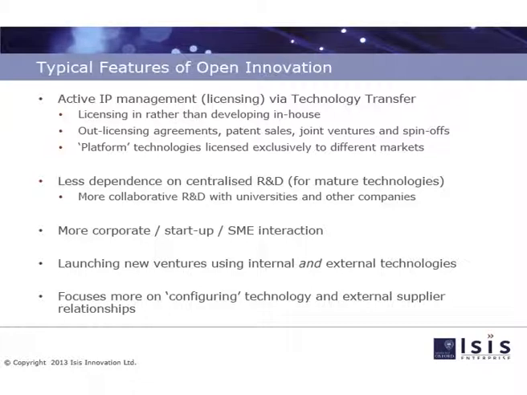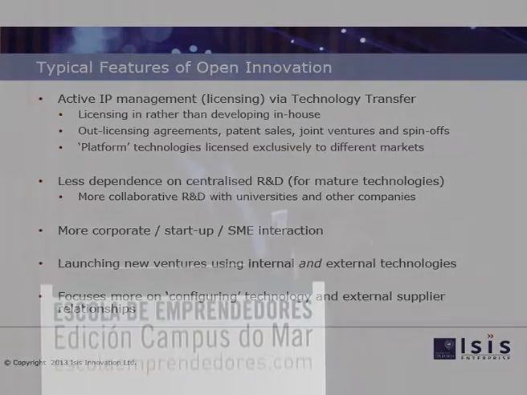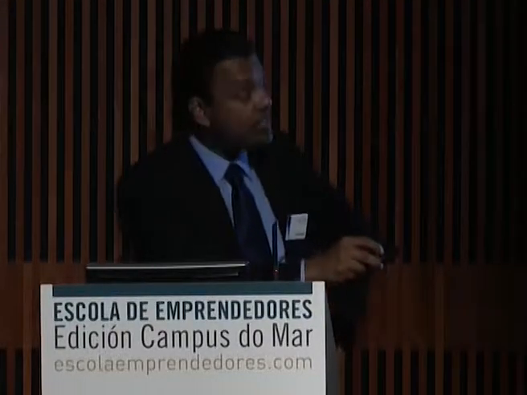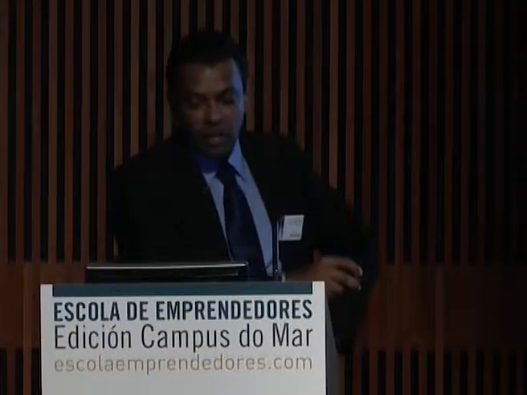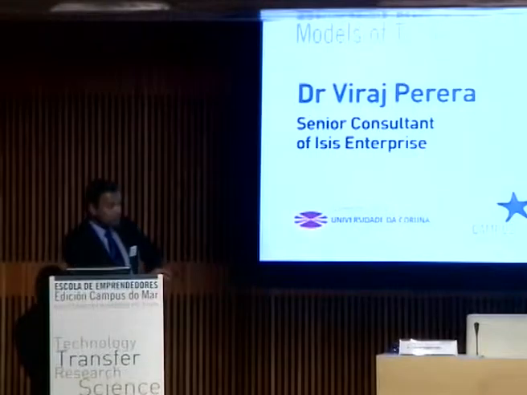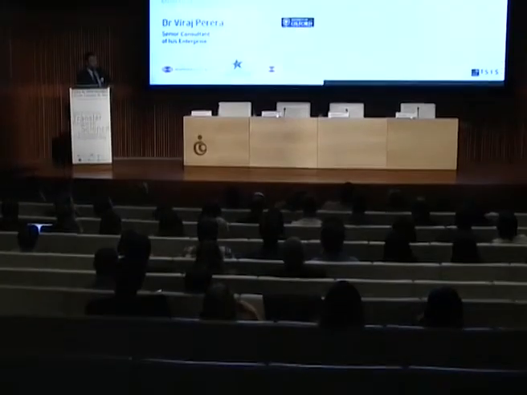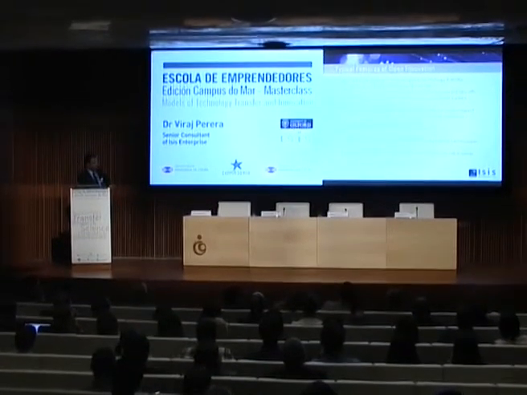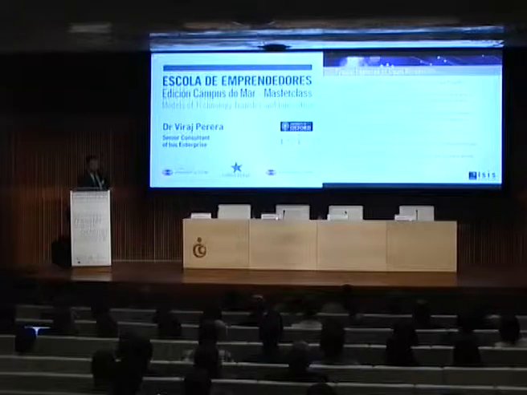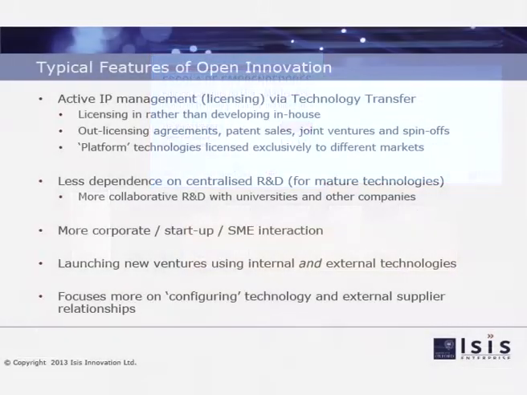In terms of active intellectual property management, for example licensing to transfer technology, this became an efficient mechanism, rather than developing in-house, right? So this underpinned open innovation. Out-licensing agreements, patent sales, joint ventures, and spin-out or spin-off companies. Again, platform technologies licensed exclusively to different markets, right? You can maximize the value coming out of IP from an entity by doing this. And an important feature of open innovation that you may not have heard elsewhere.